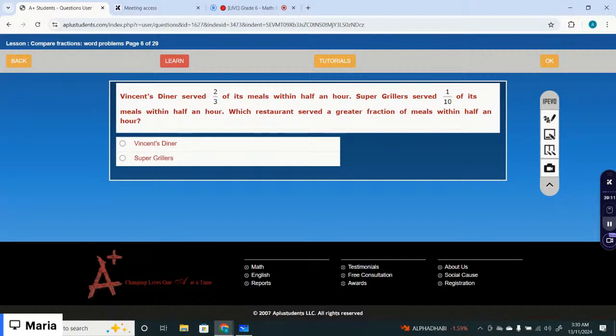The correct option is option number 1. Two-third is greater than 1 over 10. Option number 1 is the correct option.